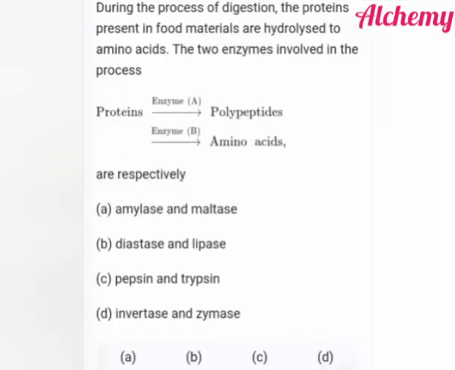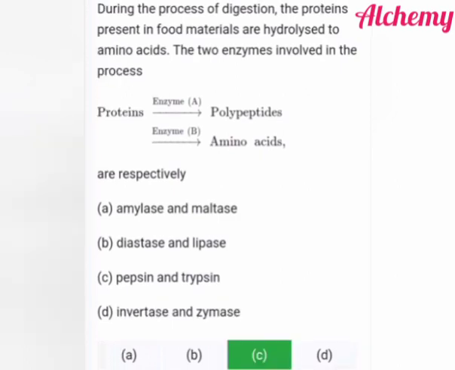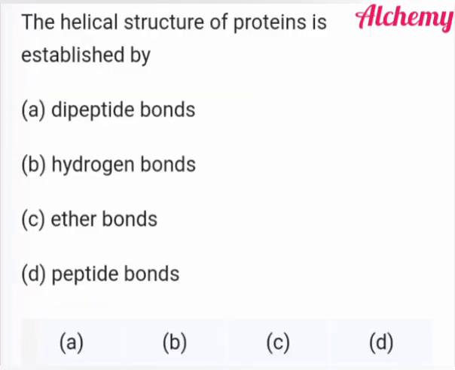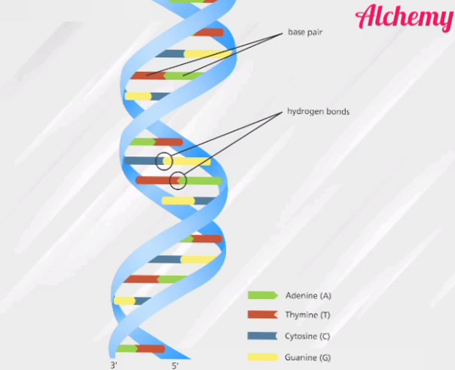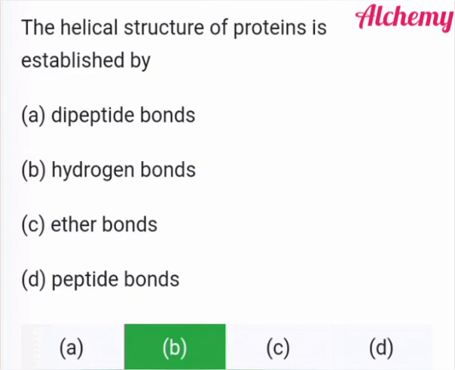Next question, during the process of digestion, the proteins present in food materials are hydrolyzed to amino acids. The 2 enzymes involved in this process are respectively. The correct answer is option C, pepsin and trypsin. Next question, the helical structure of proteins is established by. The double helical structure of DNA are coupled together by hydrogen bonds. So the correct answer is option B, hydrogen bonds.